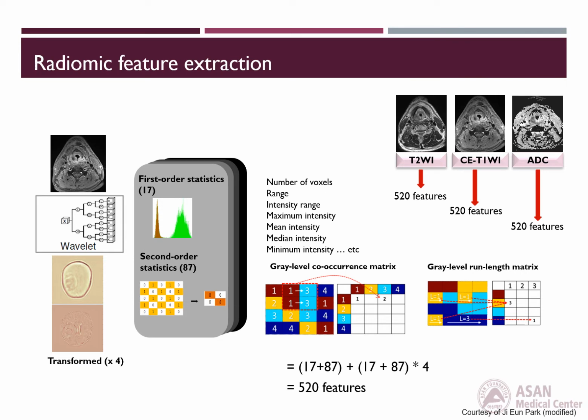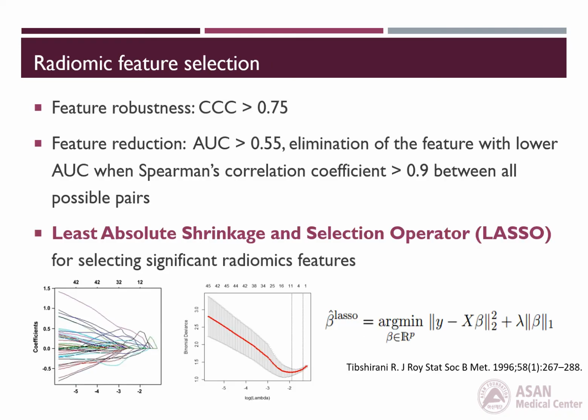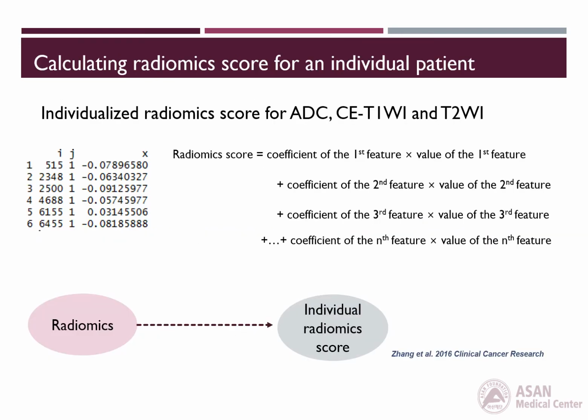Radiomics features consisted of 17 first-order features and 87 second-order features, followed by wavelet transformation by a factor of 4, and there was a total of 520 features extracted from each sequence, respectively. After considering feature robustness and undergoing feature reduction, we applied lasso to select significant radiomic features. The radiomics score was calculated using non-zero coefficients from lasso.